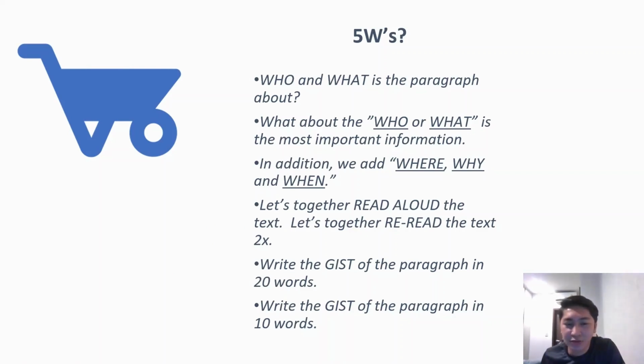So here are the most important indicators that we need to use in order to annotate the text. First one, who and what is a paragraph about? The second one is what about the who or what is the most important information. In addition, we add where, why, and when.